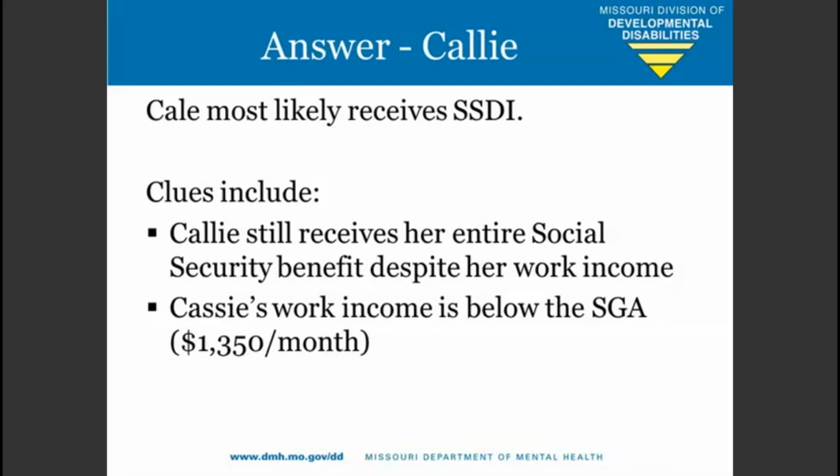For SSDI, they're actually going to use that when they're looking to determine whether someone's earning SGA or not. That's why they say it's not just a number, because just because someone earns SGA doesn't mean they automatically lose their benefit. If they can show that they're using impairment related work expenses or one of the other work incentives, such as the subsidy from an employer. And that information has to be provided from the employer to Social Security for them to be able to make that determination.